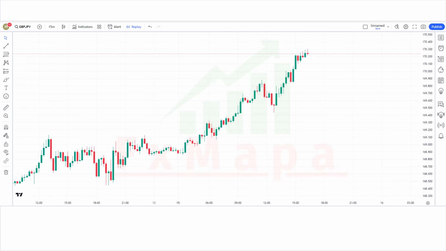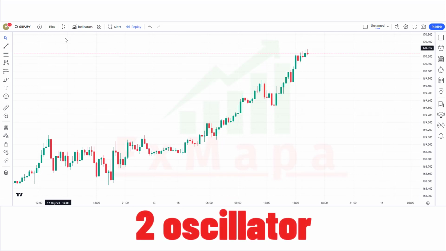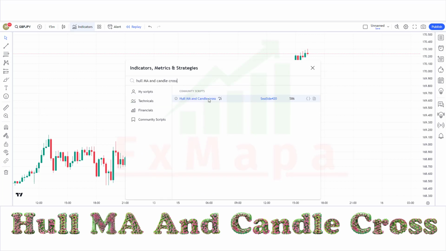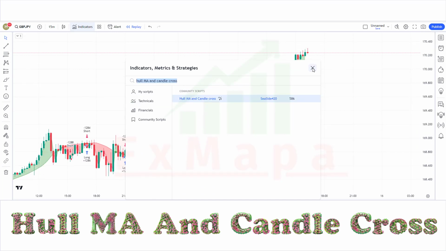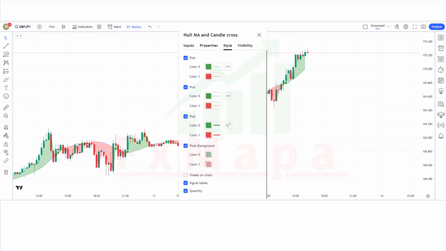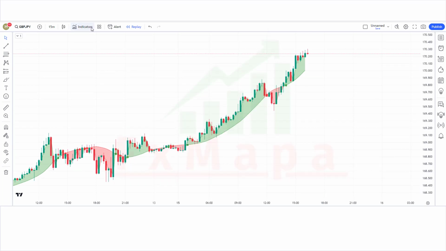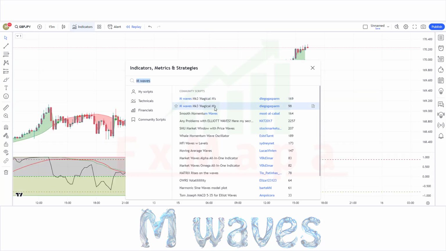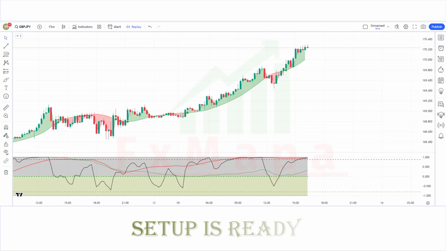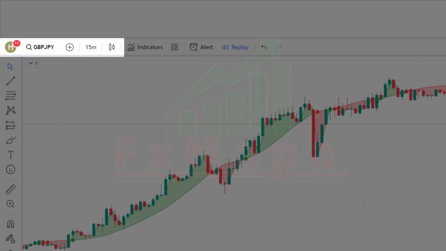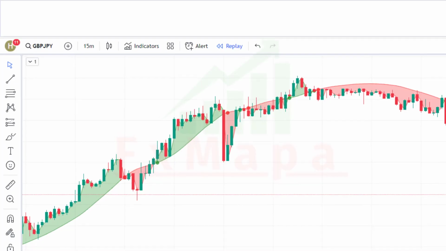So let's get started. In this setup we would require two indicators. First indicator name is Hull Moving Average and Candle Cross. Keep the indicator settings as I have shown here. Second indicator name is M Waves. Setup is ready. We are going to test this strategy on the 15 minutes time frame in the GBP JPY chart.